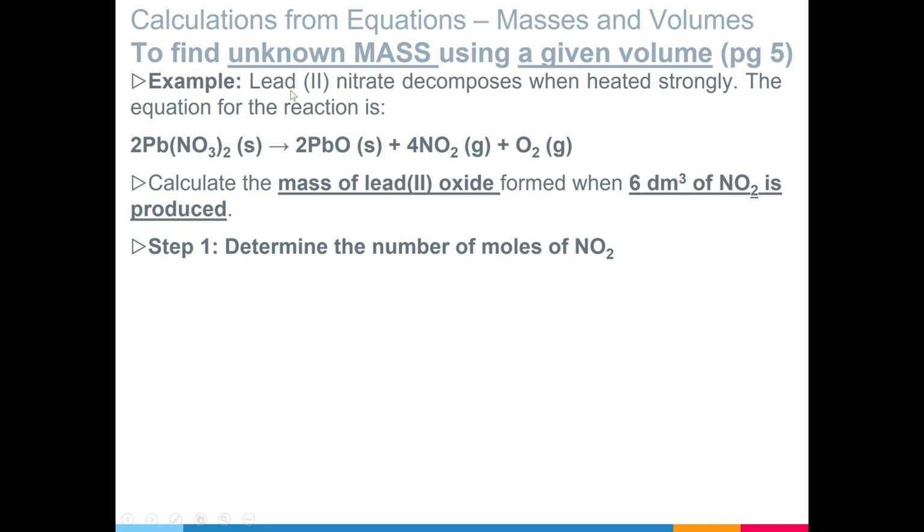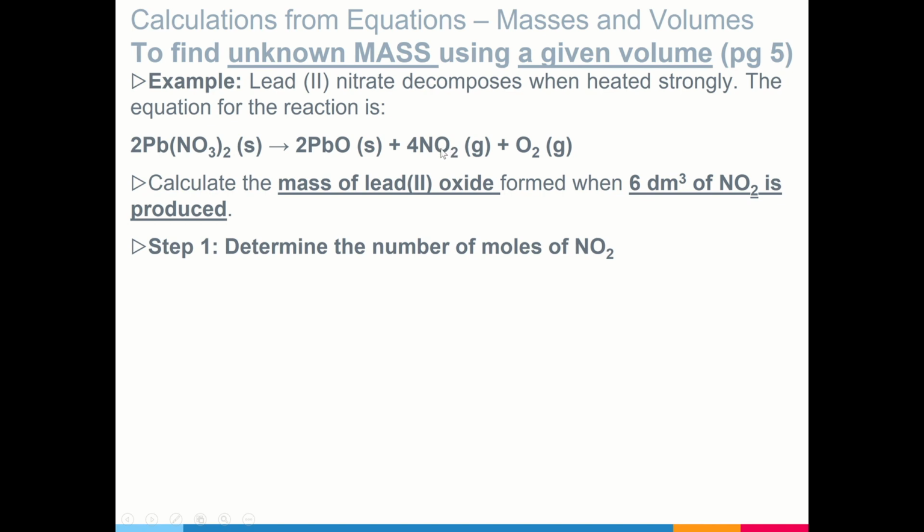Lead(II) nitrate decomposes when heated, and this is the reaction. You are given this balanced chemical equation. Do you have to memorize? No need. If the reaction is unfamiliar to you, don't worry, they will give you the balanced chemical equation. Here they ask you to calculate the mass of lead(II) oxide when 6 dm³ of NO2 is produced. So they only give you the volume. Instead of mass, they give you the volume. So how do you do it?